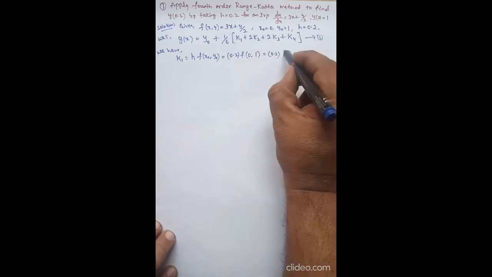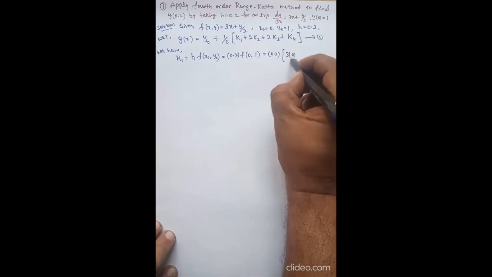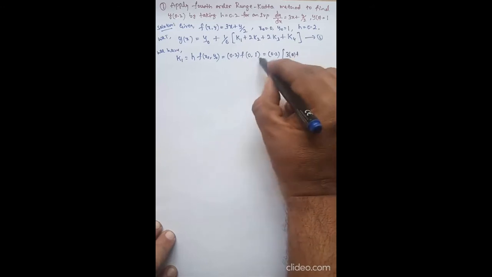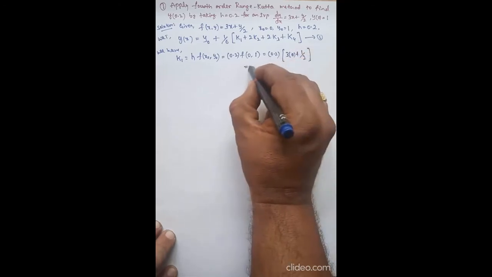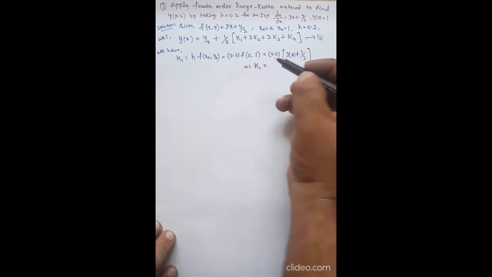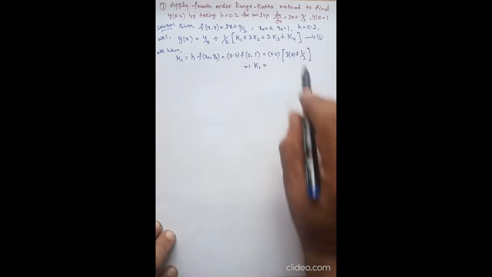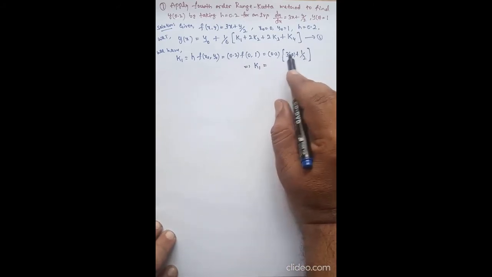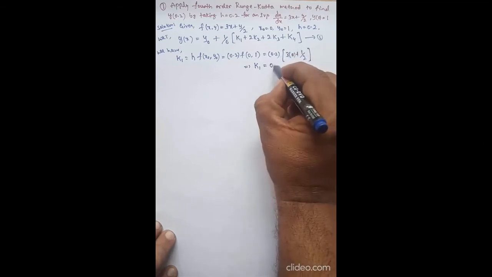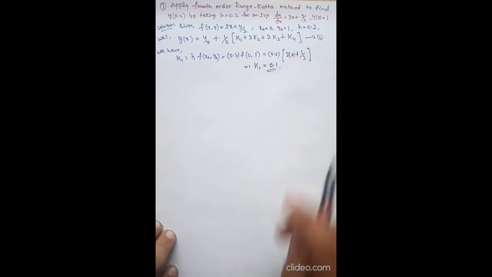Substitute now. So this is 3 into x is 0 plus y is 1 by 2. So if I simplify this, we get the value of k1. So 3 into 0, 0. So 1 by 2 means 0.5. 0.5 into 0.2 gives 0.1. So this is the value of first parameter, k1.